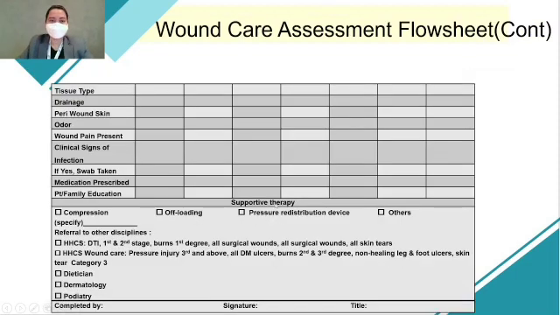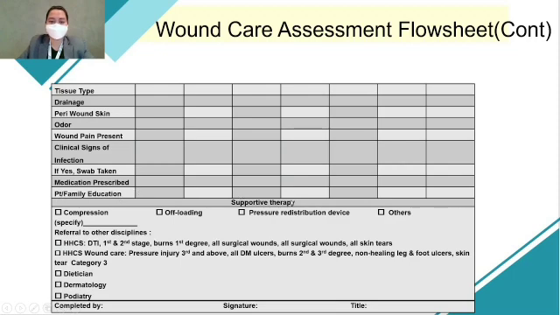In the wound care assessment flow sheet continuation, we also have the tissue type. We have the legends at the first page. If there are any signs of infection, just put a check. Is there a wound present? You can put a check or yes or no. If a swab is taken, you have to put a check. If you prescribe medication due to pain, you can also put a check here. And it must be reflected in your patient's family education record.